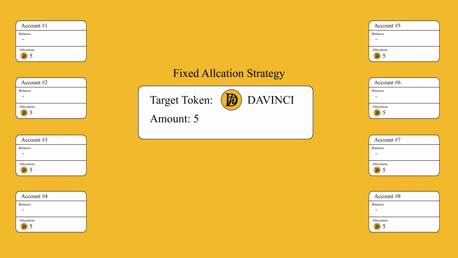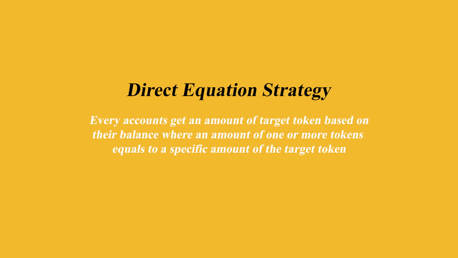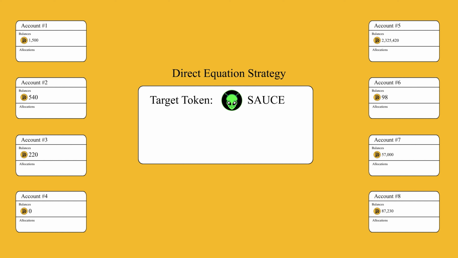Next, we have direct equation, a more flexible strategy. This strategy lets you define specific rules where an amount of 1 or more tokens equals an amount of the target token. This is particularly useful when you want to create relationships between different tokens and you have a clear understanding of the supply of the source tokens. For example, you can set a rule where 100 DaVinci tokens equals 1 sauce token. This means that for every 100 DaVinci tokens an account holds, they'll be allocated 1 sauce token.